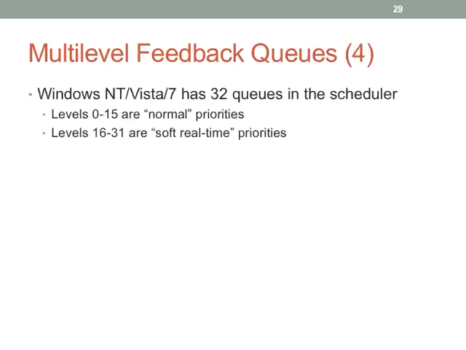Windows NT, Vista, and 7. I've been told that 8 and 10 also behave this way, but I can't guarantee it. But you have 32 levels, and you can see that the lower the number, the lower the priority. So 16 to 31 are the soft real-time priorities.